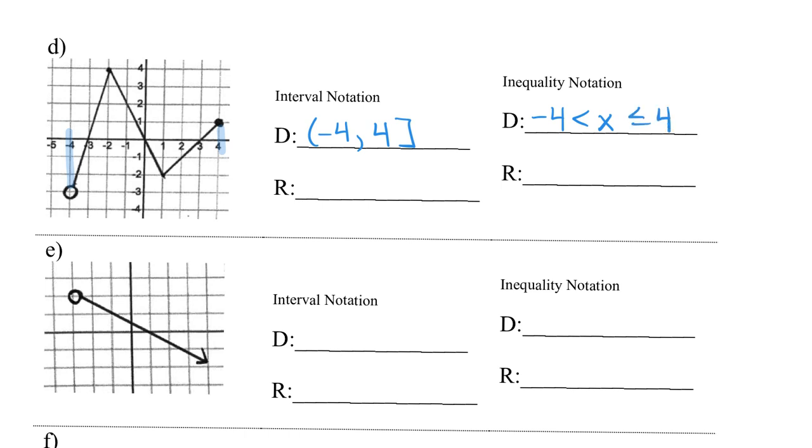Okay, for your range, the very lowest y value is way down here, and that's open. Now, where's the very highest y value? Is it here? No, it's way up here. And at 4, there's actually a point there, so it can equal 4, so we use a bracket. Okay, for inequality notation, the lowest y value is -3. It's an open circle, so it doesn't equal. The highest is 4, and it does equal 4, so you put equals there. Let's try the next one.